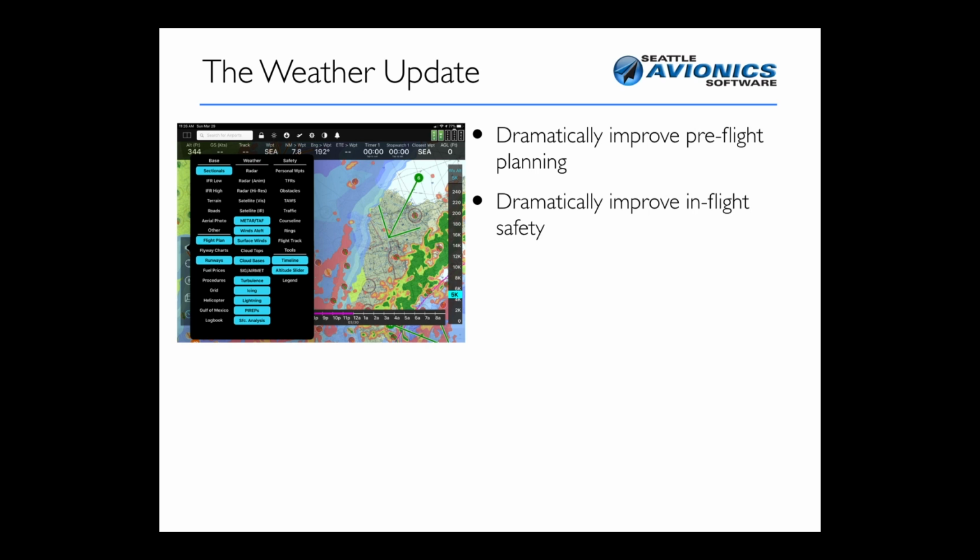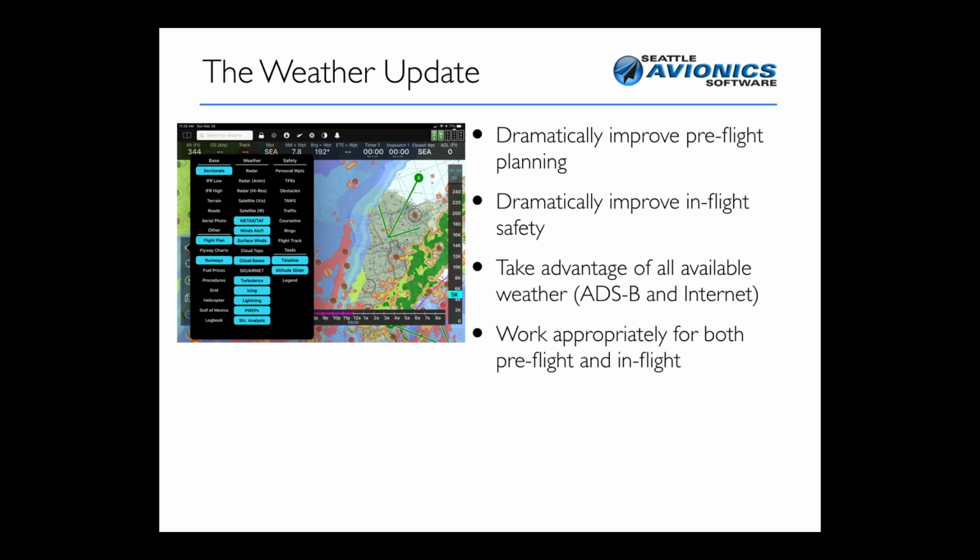To dramatically improve the safety while you're in flight, typically using an ADS-B receiver to again be aware of the weather that's around you and is expected to happen soon. To do this, we're taking advantage of all of the available weather sources, whether it's from an ADS-B system or from the internet. And we want to make sure that the system works appropriately, whether you're doing pre-flight planning or whether you're in the cockpit. You'll see what I mean during the demo in a minute.